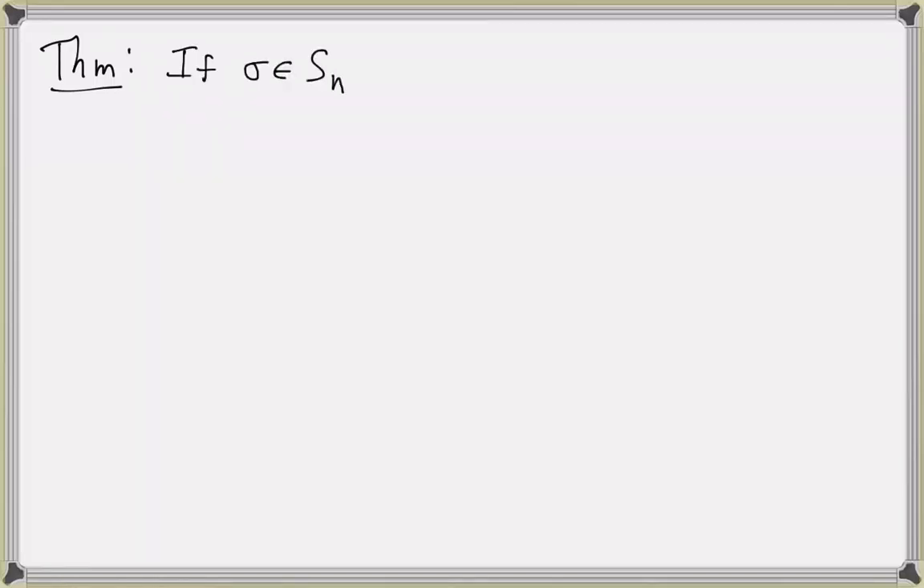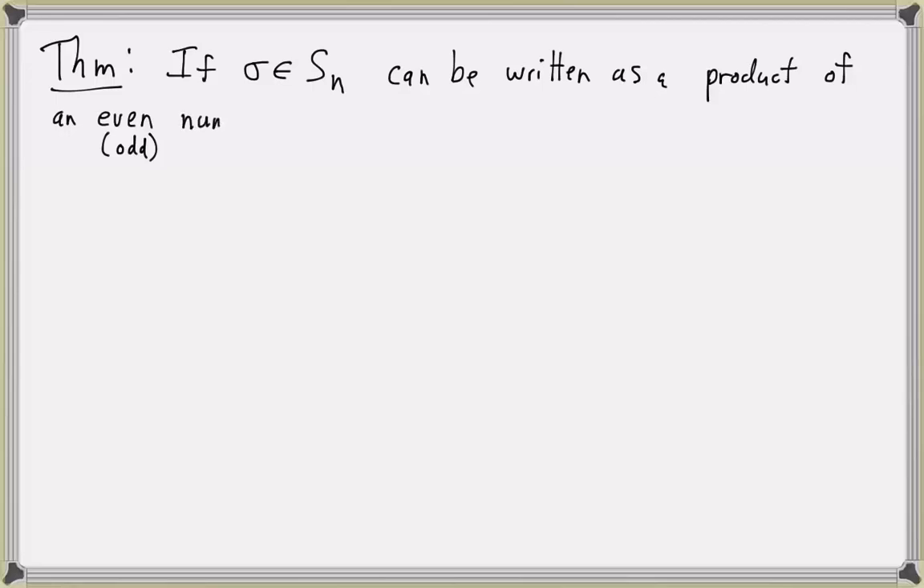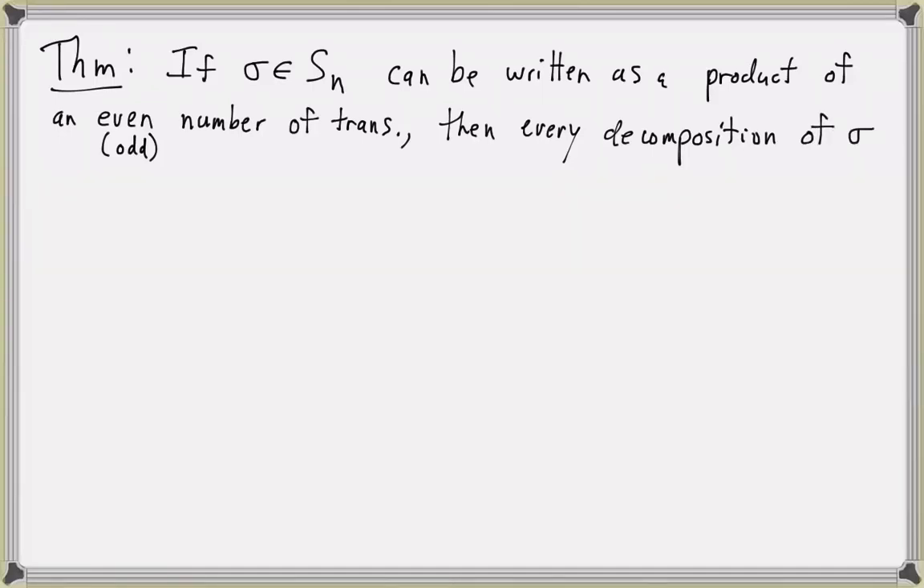If a permutation of Sn can be written as a product of an even number of transpositions, and similarly the statement follows for odd number. So if you can write it as an even number of transpositions, then every decomposition of sigma into a product of transpositions has an even number of transpositions. And then similarly, the same statement for odd.